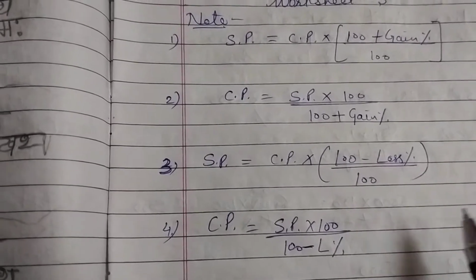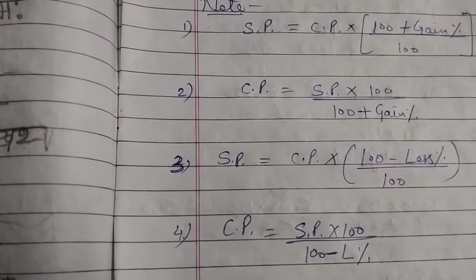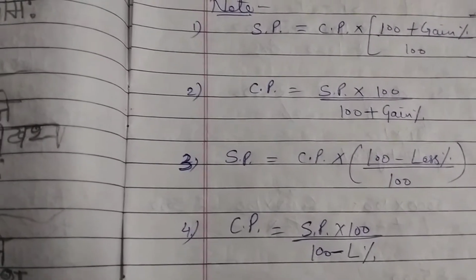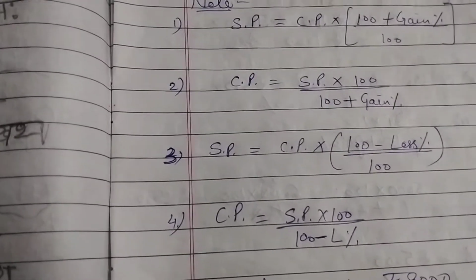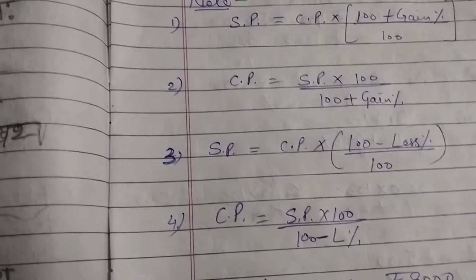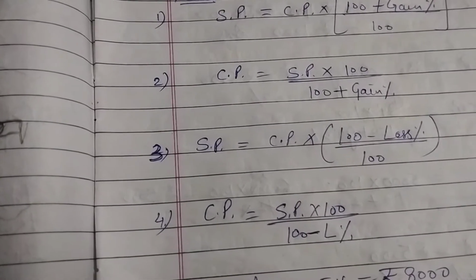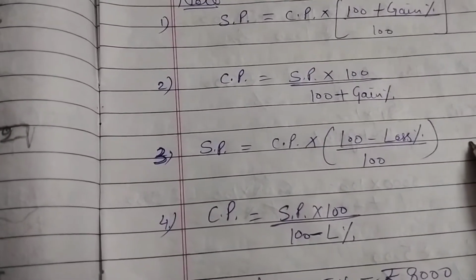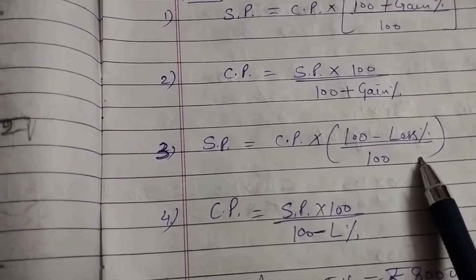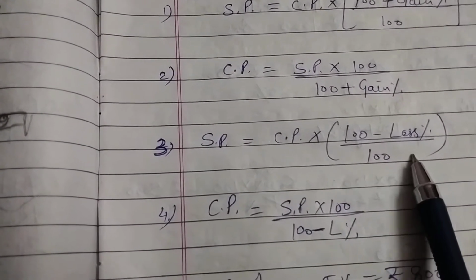For doing this worksheet, first question. In the first question it is given, I purchased a watch for rupees 330 and sold it at a loss of 20%. Find the selling price of the watch. Here, cost price of the watch is given and loss percent is given. By using this formula, you can do this question. You will use this formula, put the values of CP and loss percent, and find selling price.